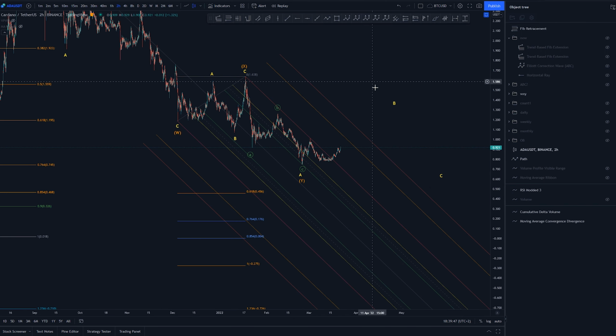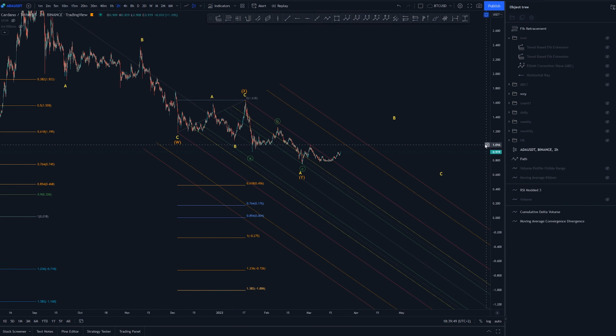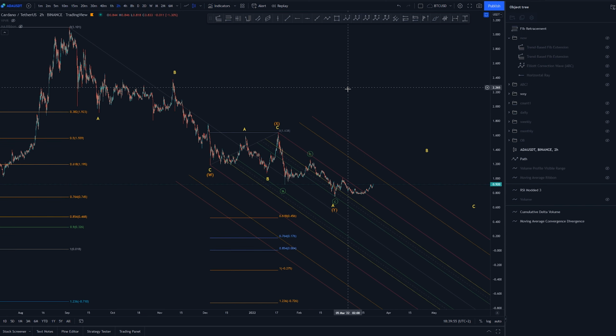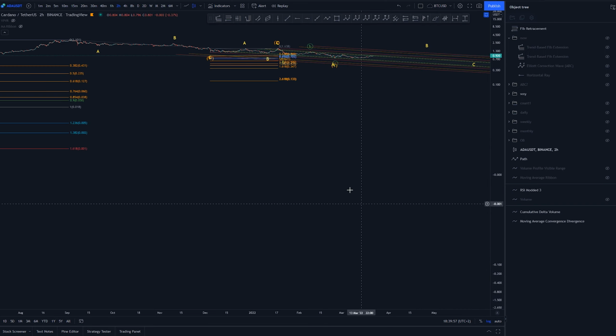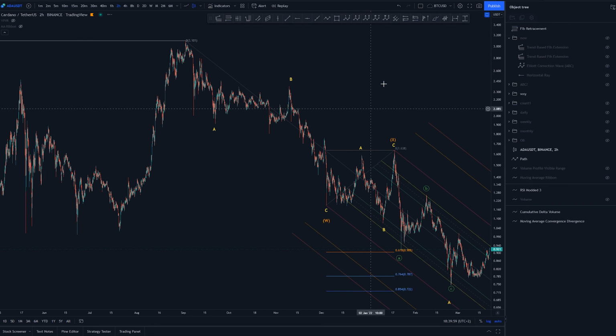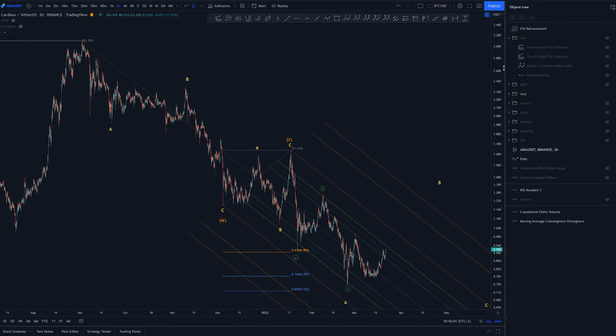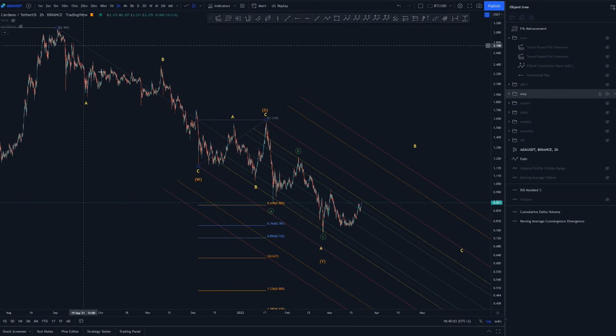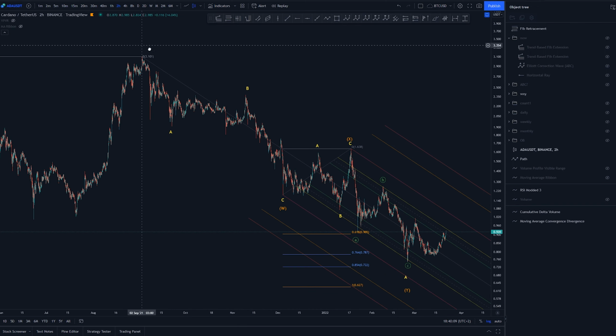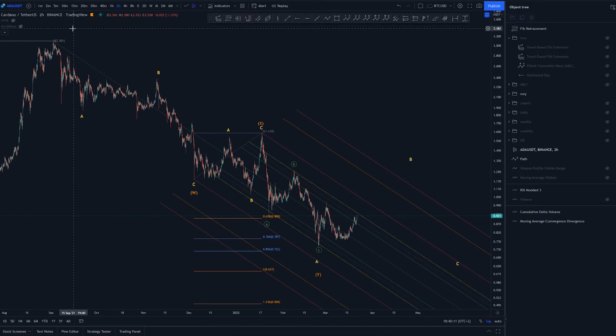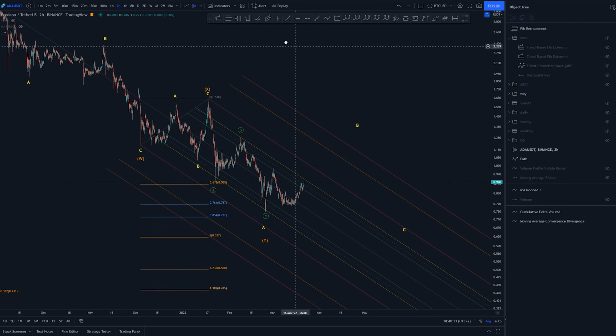Let's check it out on non-log. We haven't come even to the 0.618, and that is probably the reason why it looks a bit off. Yeah, but I think this is the structure that I really like more currently. Having us topped out here as the 5th wave and now doing this correction.